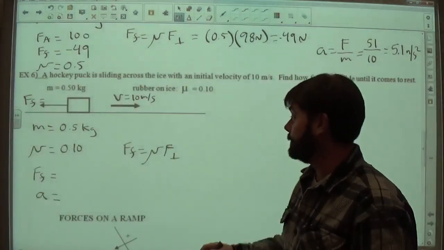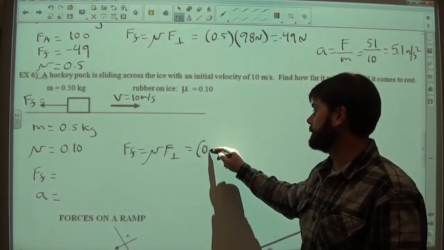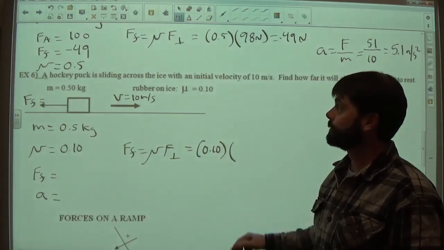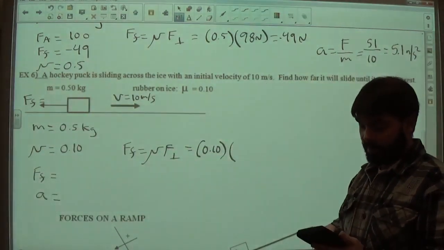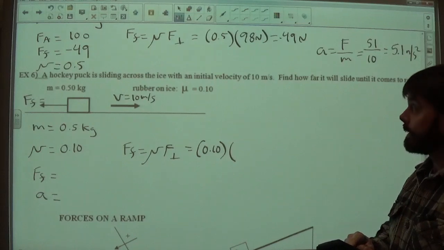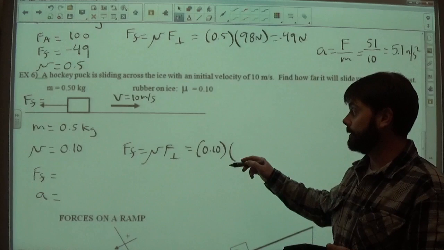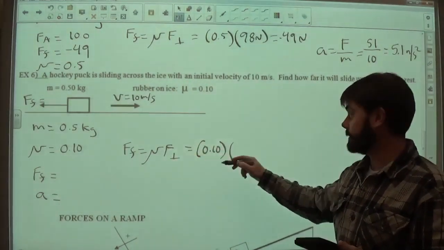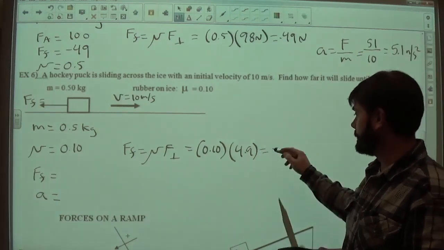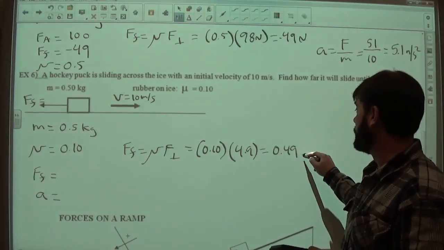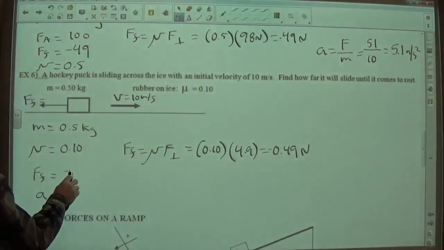Again, they give us mu, but they do not give us the force perpendicular. Mu is equal to 0.10, and our force perpendicular is equal to the mass multiplied by the acceleration of gravity, because we are still dealing with a horizontal surface. The mass is 0.5 kilograms, and the acceleration of gravity is 9.8. If I multiply those out, this gives me 0.49 newtons, and this will be negative, because it's going to be slowing things down to the left.